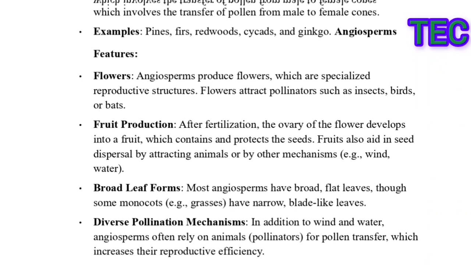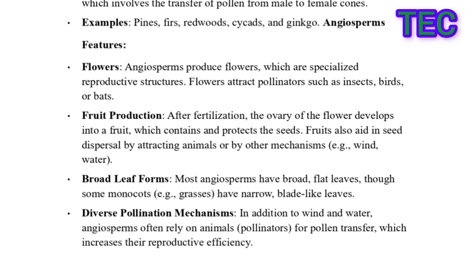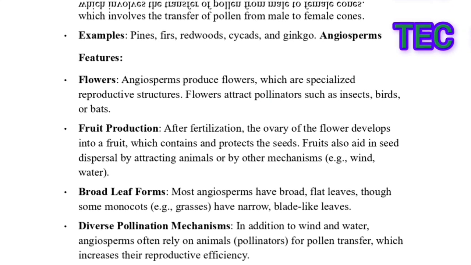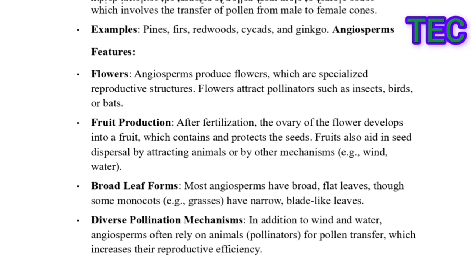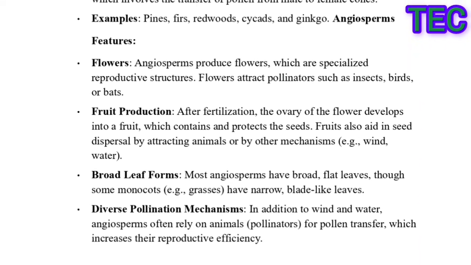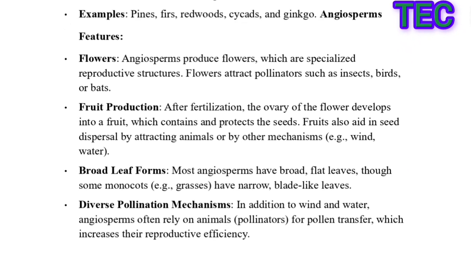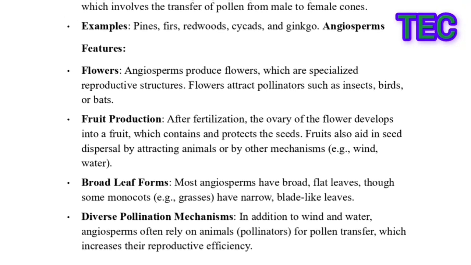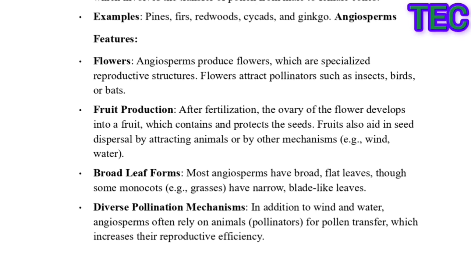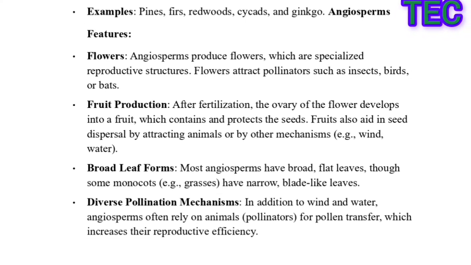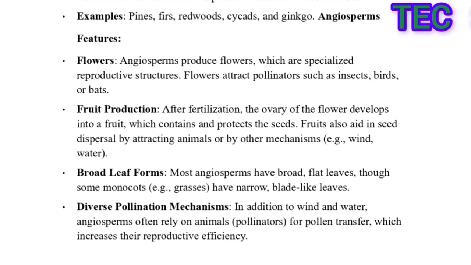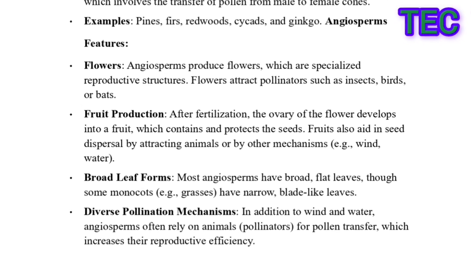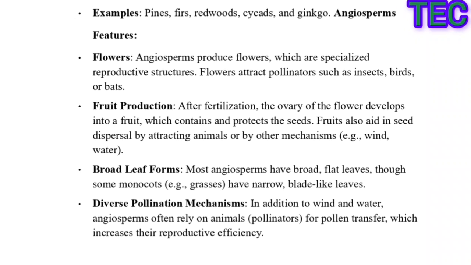Gymnosperm, the features. Here we talk about the naked seeds. Features of the gymnosperm: we say that they are non-flowering plants. Naked seeds are exposed on the surface of the cone scales and are not enclosed within a fruit. We have the cone bearing. The gymnosperms typically produce cones, male and female. The male cones produce pollen, while the female cones produce ovules, which after fertilization develop into seeds. So they are cone-bearing plants.